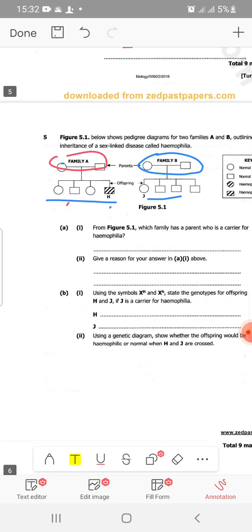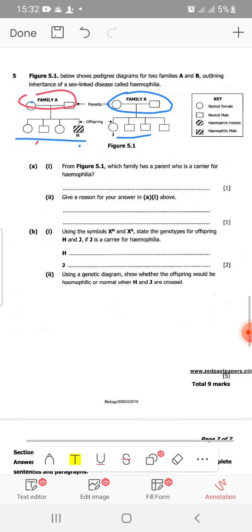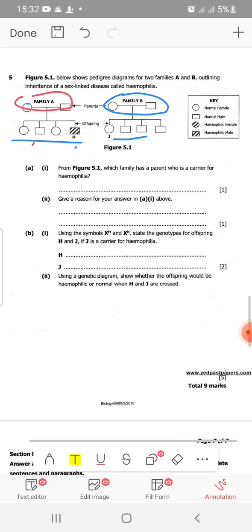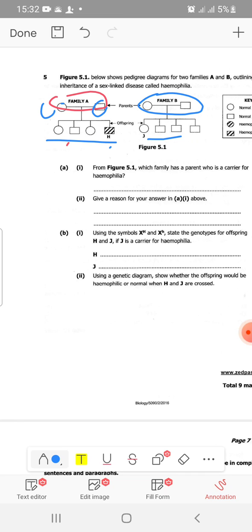Now we go to A, Roman numeral 2. Give a reason for your answer. I've already given the reason. It's because when these two parents were crossed, they had a child who is hemophilic, which means that one of them is a carrier. This is hemophilic. You can see that.